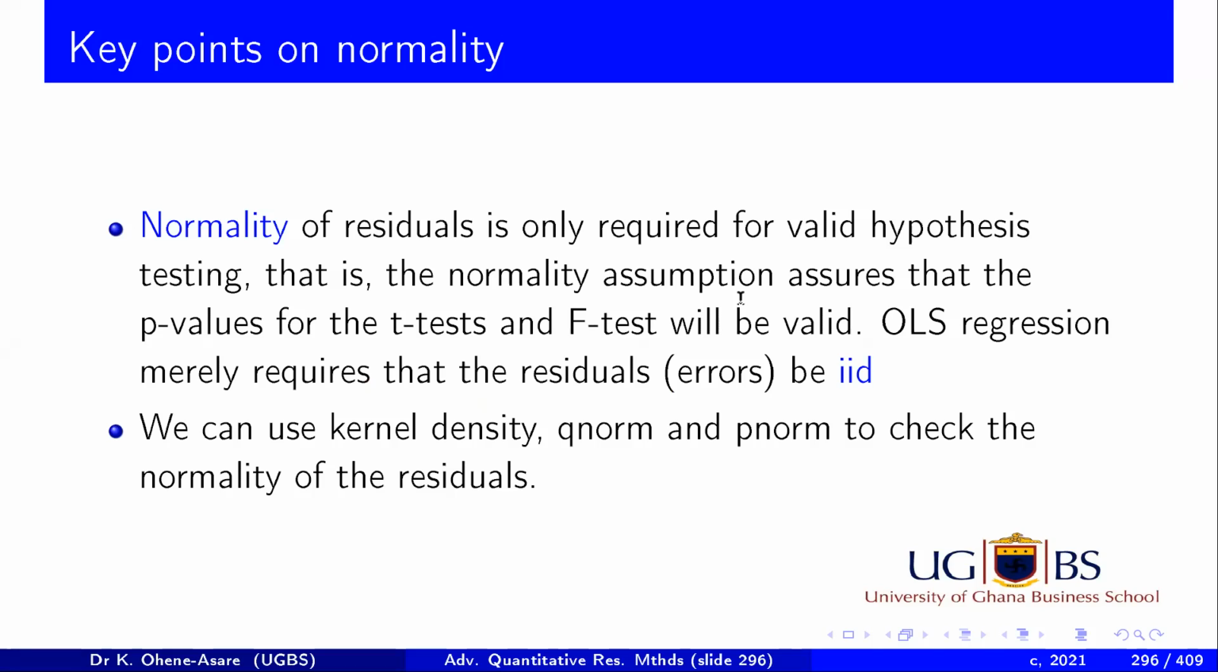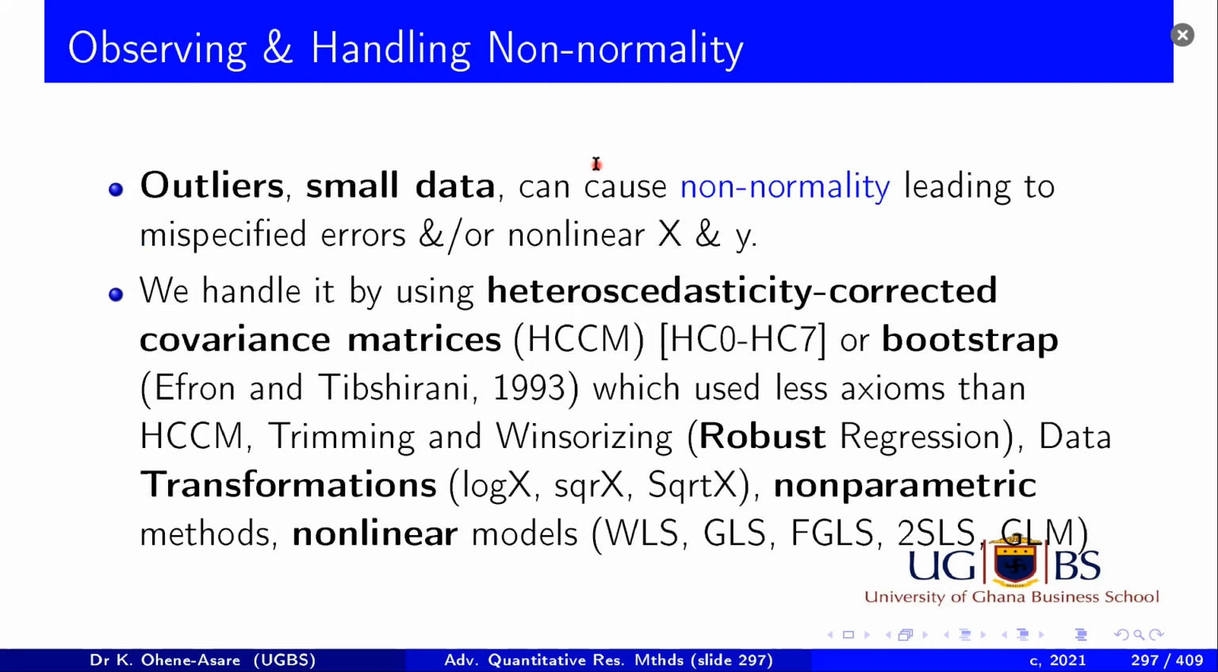Regression merely requires that the residuals are independently and identically distributed. That's what regression is requiring. So this is an indication we don't have to bother ourselves so much to force it to be normally distributed. But if it is, it's nice. We can use kernel density and quantile normal probability plots to check for normality of the residuals all the time. So this is just to let you know the situation.